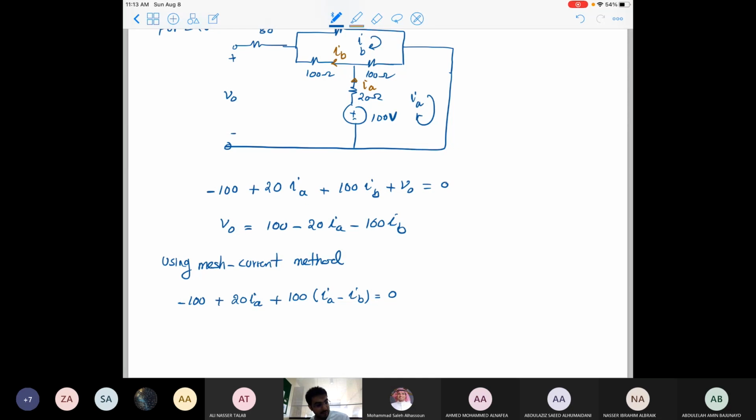Ahmed, question. Doctor, shouldn't the current through the 100 ohm be the sum of IB and IA? IA is this current, on this side. There's no current in this mesh because we have an open circuit. Okay, I got confused. Thanks.